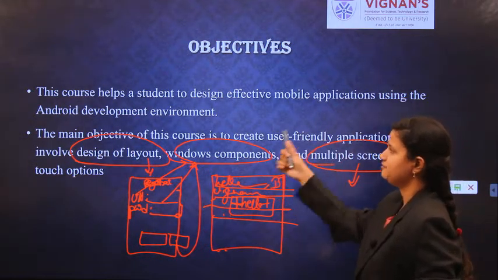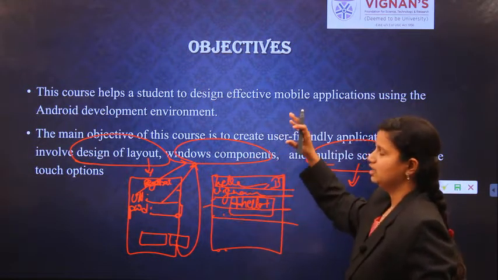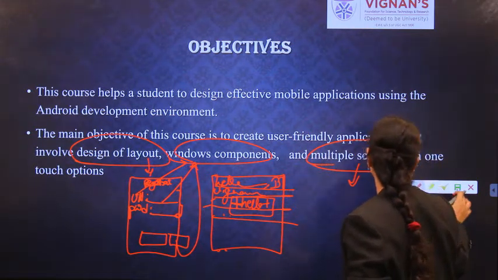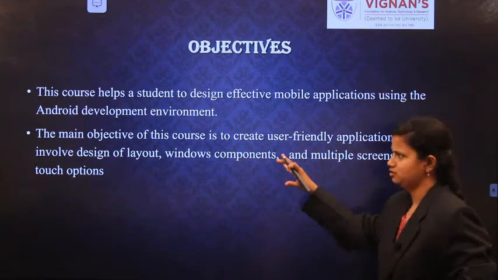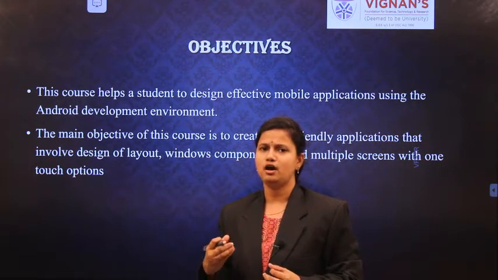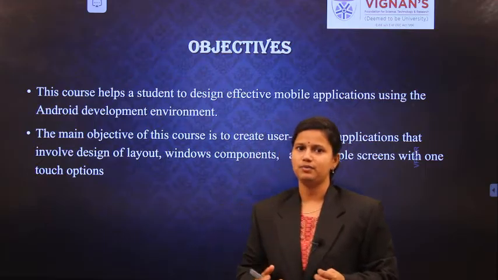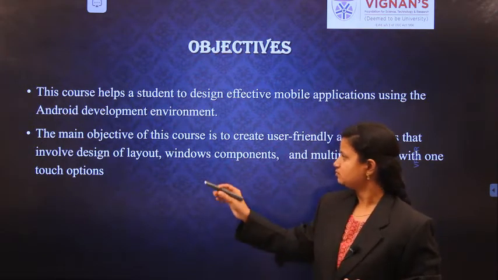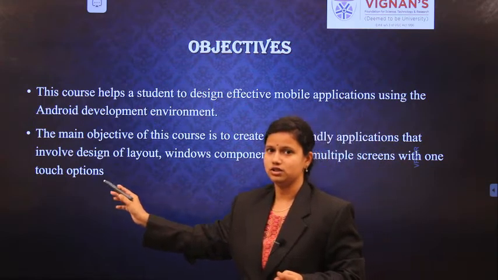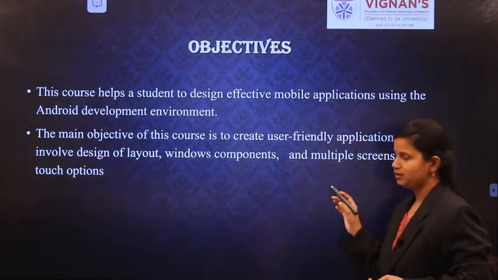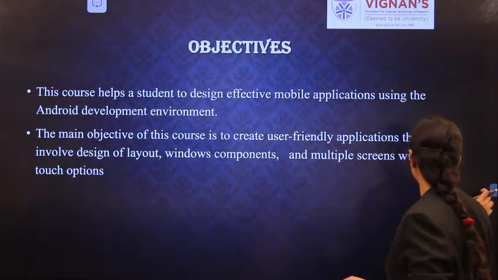How these three different things are designed in the application is to be discussed. This is the main objective. First of all, by using Android Studio, the student learns how to develop the application. And from Android Studio, we have to know about the different design layouts, Windows components and multiple screens.